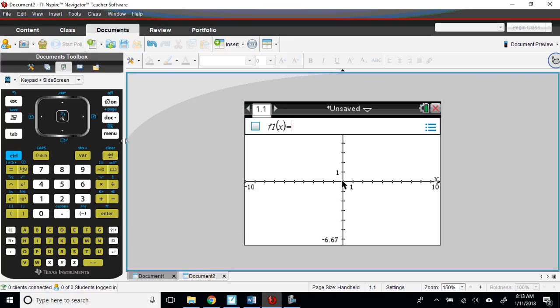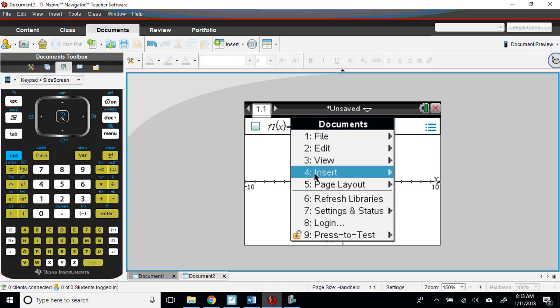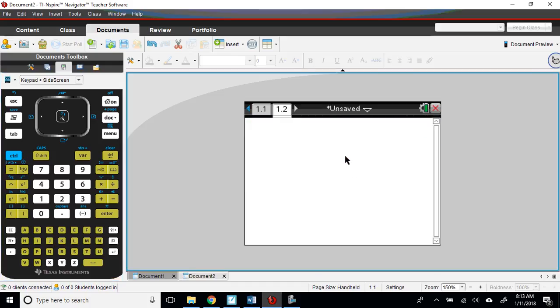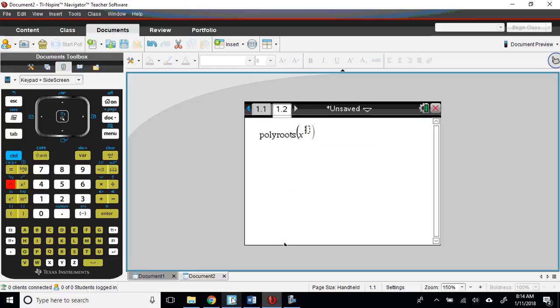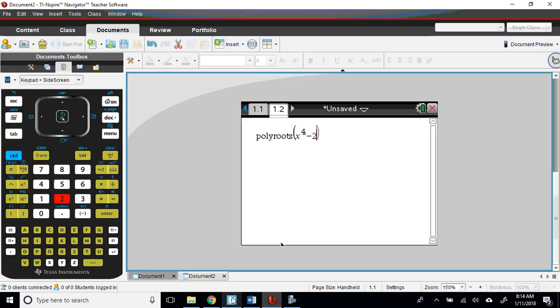So on my Inspire, there used to be this command that I could enter. Anybody remember the magic command if I wanted to find the roots of a polynomial? Oh yeah, polyRoots, parenthesis. So I needed the expression x to the 4th minus 2x cubed, minus 8x squared. Now there was something that I had to do at the end of this expression. Anybody remember? Comma x. You guys have brought your A game, nice job. So there it is, -2, 0, 0.